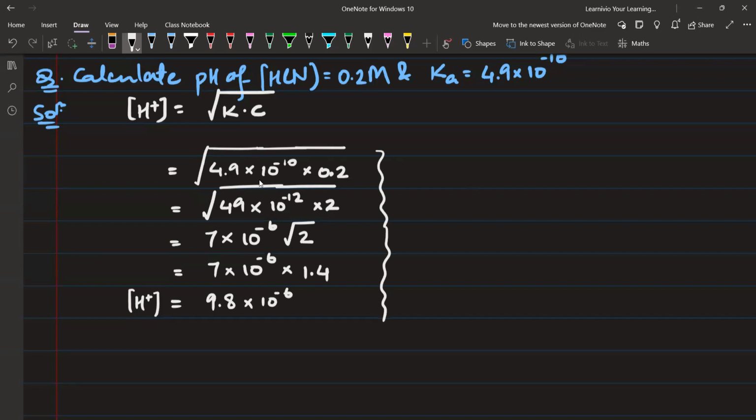Now the concentration of H plus is 9.8, so to find pH, it will be 9.8 into 10 to the power minus 6.